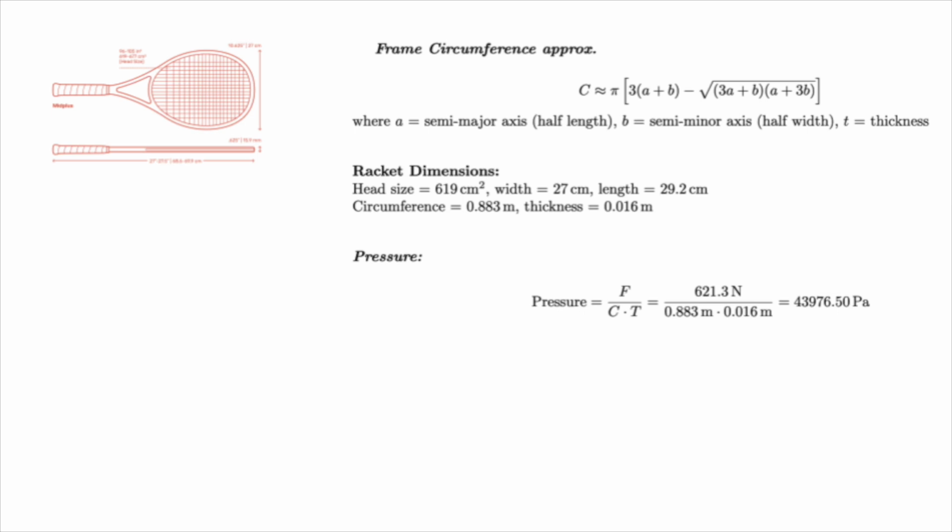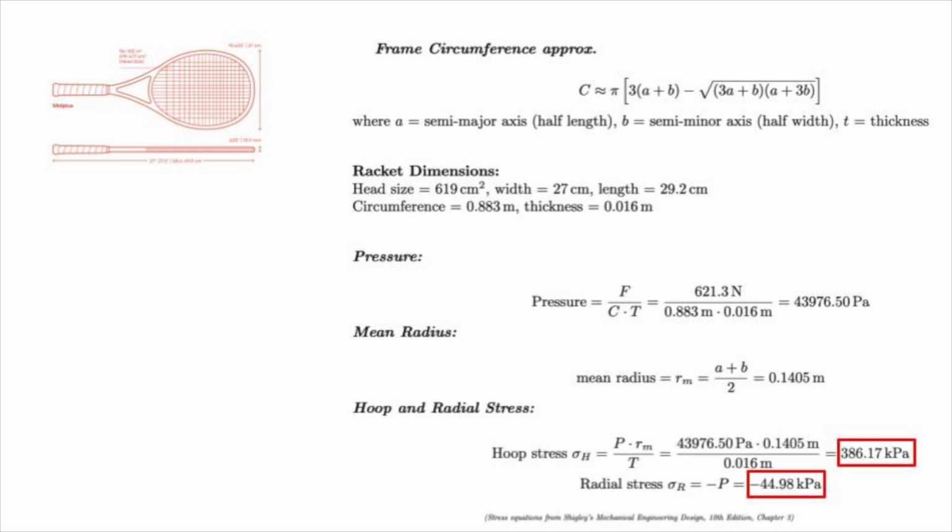Pressure is force over area, where area is a racket circumference times the thickness. And then using that pressure and adjusting the equations for the elliptical shape of the racket, we can find the two stress values where hoop stress is about 400 kilopascals and the radial stress is around negative 45 kilopascals.